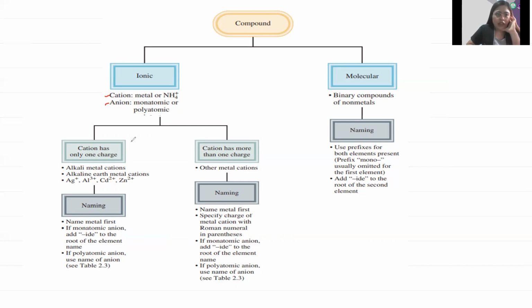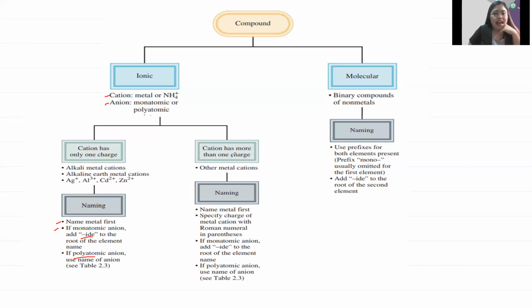Now, how are we going to name them? Kapag cation has only one charge, meaning ang metal na ito ay may isang charge lang, like sodium, silver, aluminum. Anong gagawin? Name the metal first as is yung pangalan niya. And then the anion, kung ang anion natin ay non-metal, we will change the ending into IDE. Pero pag polyatomic ion, just write the name of the polyatomic ion directly.